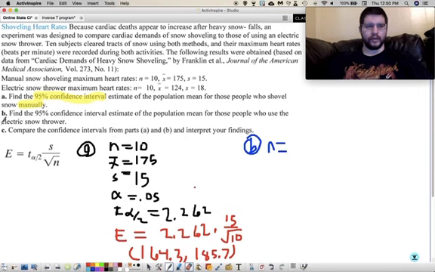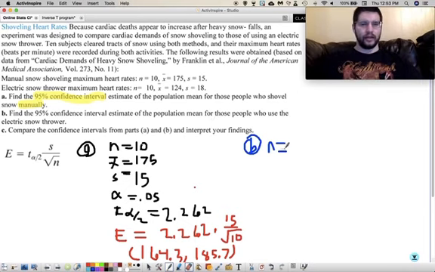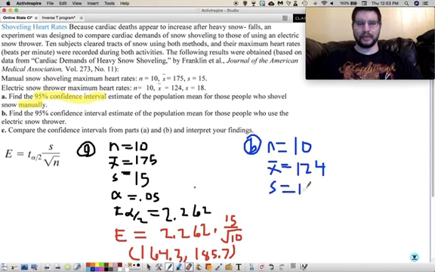So for B, we're looking at the electric sensor. N is again 10. X bar this time is 124. And S, our standard deviation of the sample, is 18. Alpha value and T value, they stay the same.